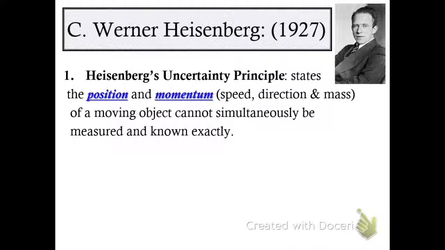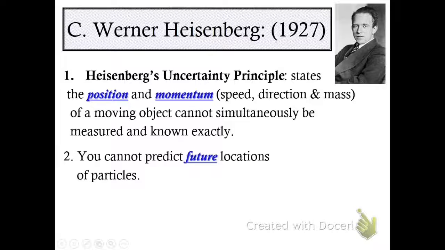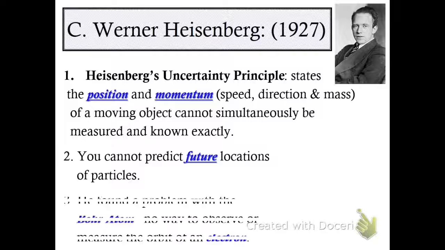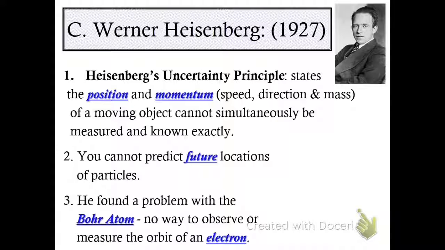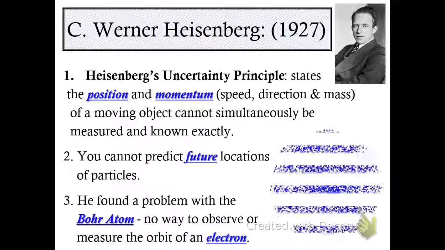Werner Heisenberg was a scientist who came up with the uncertainty principle, stating that you can't know both the position and momentum of a moving object simultaneously and exactly. So that means you can't accurately predict future locations of these particles. With this, he found a problem with the Bohr atom. There was no way to observe or measure the exact orbit of an electron.